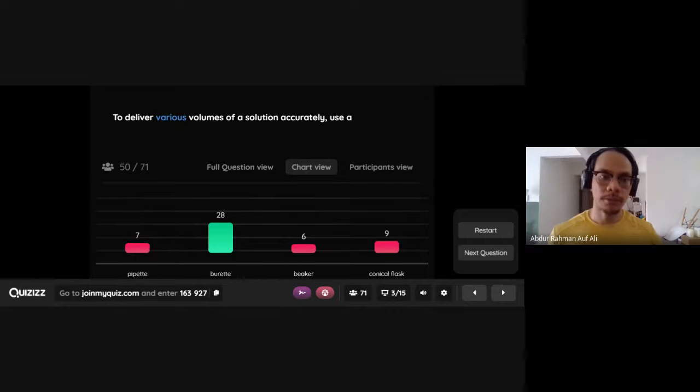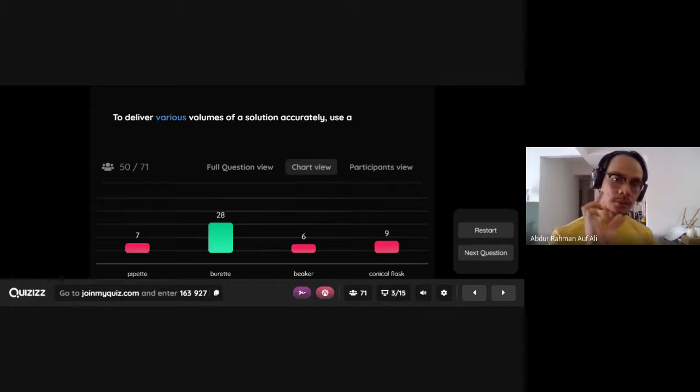Jawapan yang betul adalah burette. Okay, so burette is kita tak guna untuk measure a volume from one beaker, from one glassware into another. So the use of a burette adalah specific untuk titration sahaja. And we use it to measure the amount of volume used in titration. So that's what I kata kat sini, to deliver various volumes of a solution accurately.